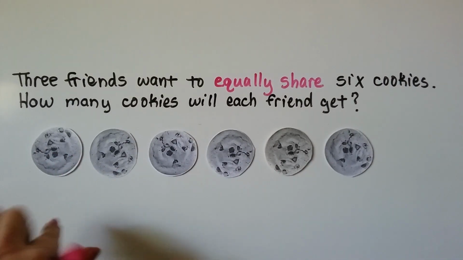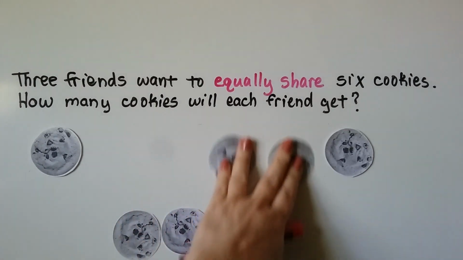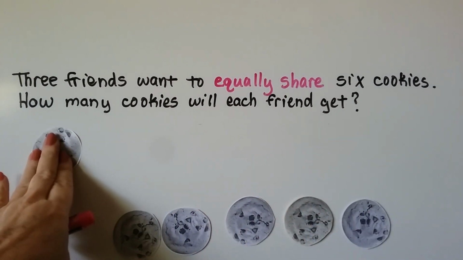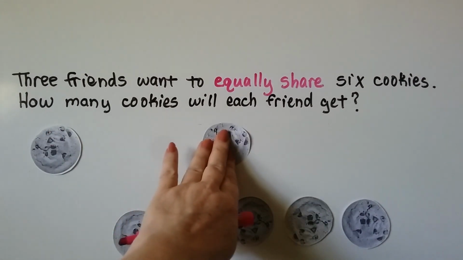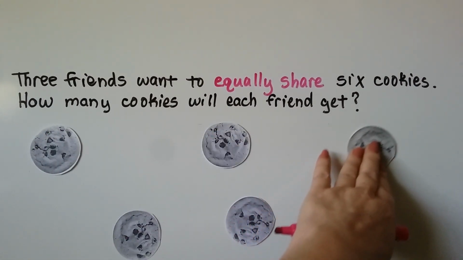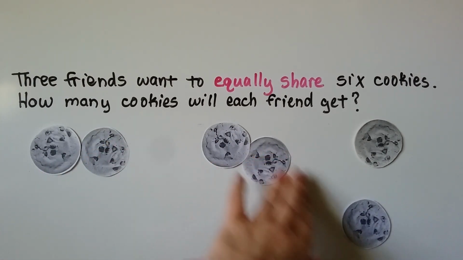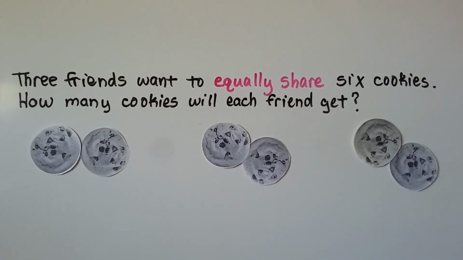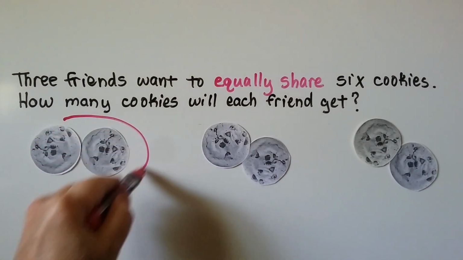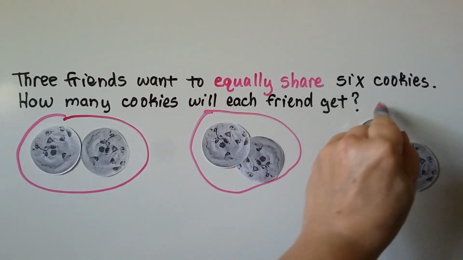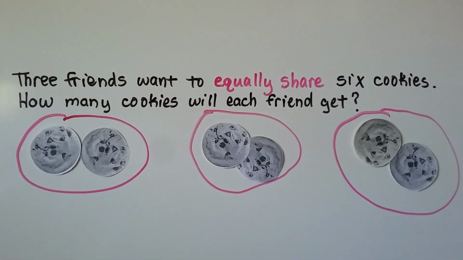What we could do is take the cookies away, like we did when we did division, and say that could go to 1 friend, that could go to the 2nd friend, that could go to the 3rd friend, that could go to the 1st one again, that could go to the 2nd one, and that would go to the 3rd one. We would have 3 groups of 2. They would each get 2 cookies. And they would have equal shares, wouldn't they?